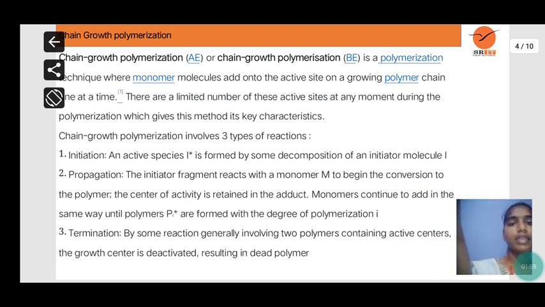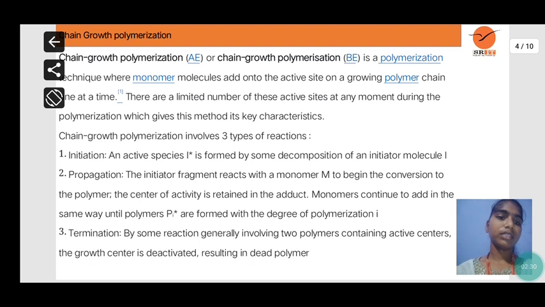First, initiation. An active species, R star, is formed by some decomposition of an initiator molecule. Second, propagation. The initiator fragment reacts with a monomer M to begin the conversion to polymer. The center of activity is retained in the adduct. Monomers continue to add in the same way until polymers, Pi star, are formed with the degree of polymerization i.